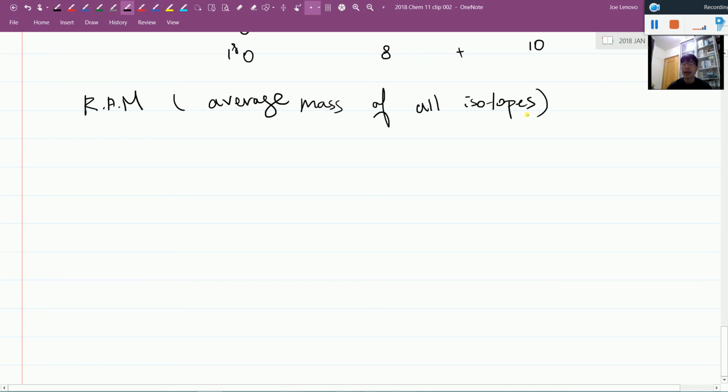So say hydrogen-1, hydrogen-2, hydrogen-3, and the relative atomic mass would be hydrogen-1 plus hydrogen-2 plus hydrogen-3, and take the average. Does that mean the relative atomic mass of hydrogen equals 2? It's not, because it's based on another thing, not just isotopes. It also depends on something called relative abundances.